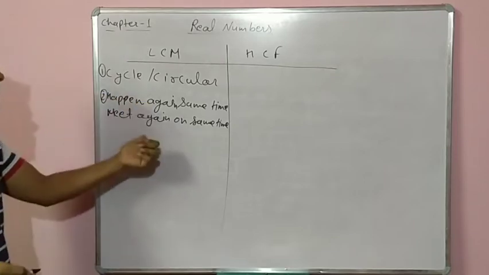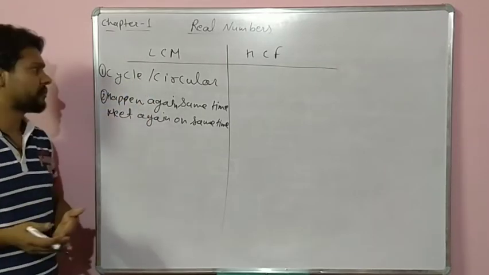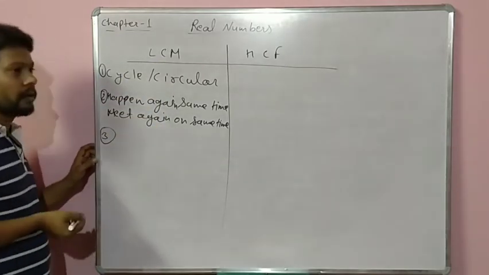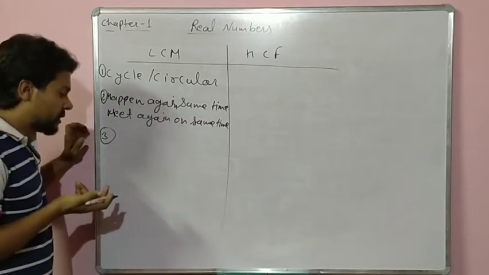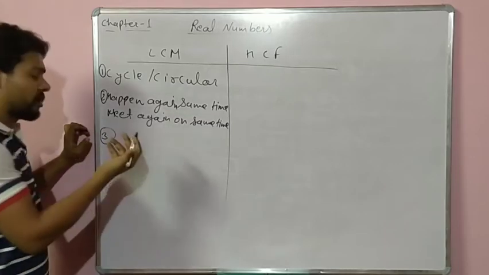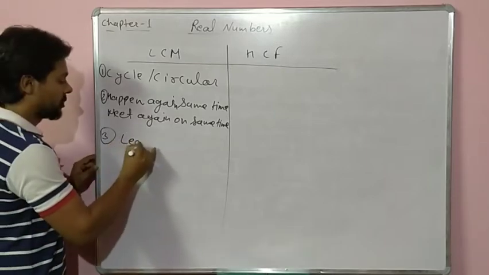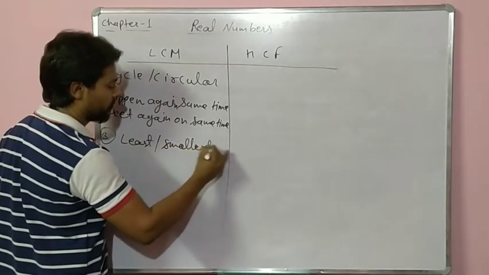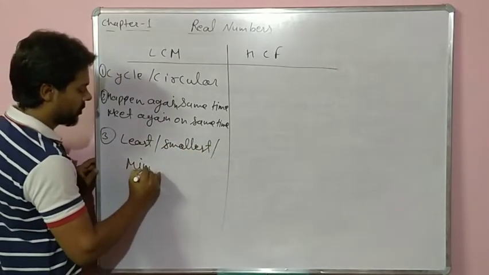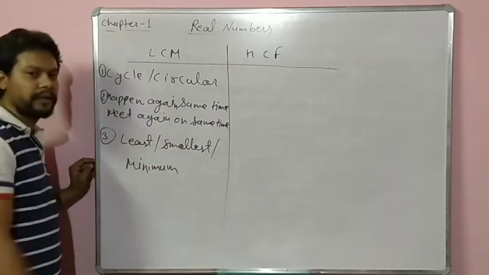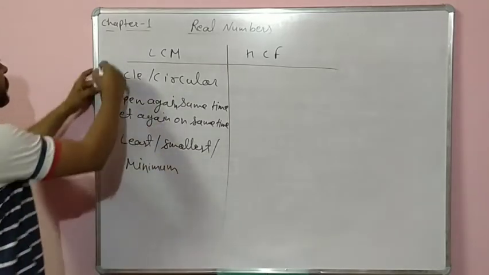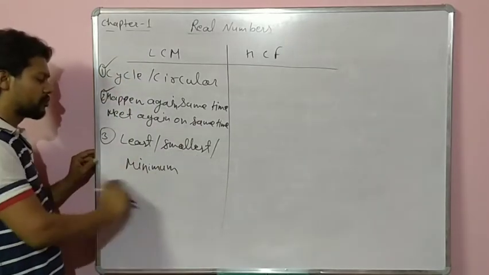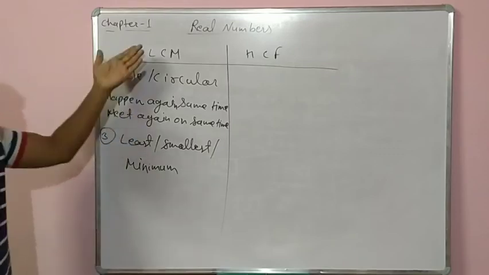So these few are key terms by which you can identify whether the problem is of LCM or HCF. One more: if it is mentioned that what you need to find out is least, or smallest, or minimum. First of all you have to go for the earlier two key terms. If these two are not available, then you can go for least, smallest or minimum. If they are there, then you need to go for LCM.